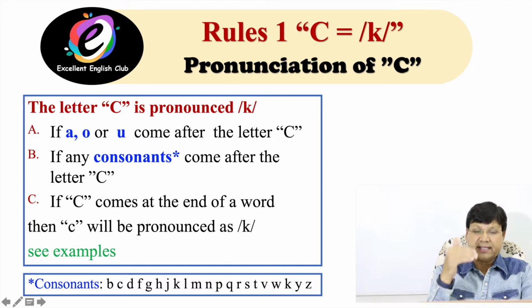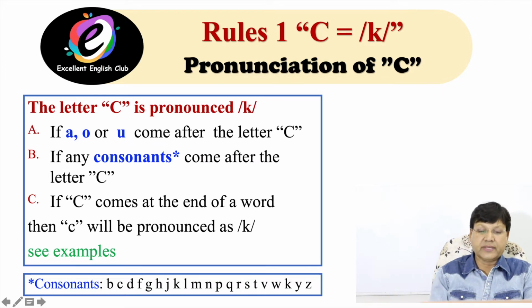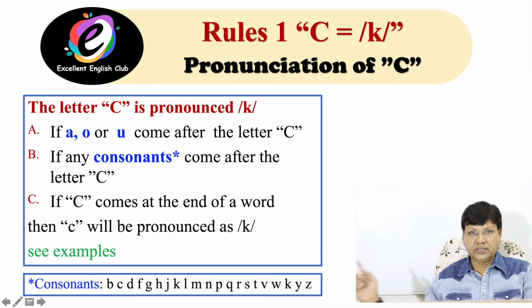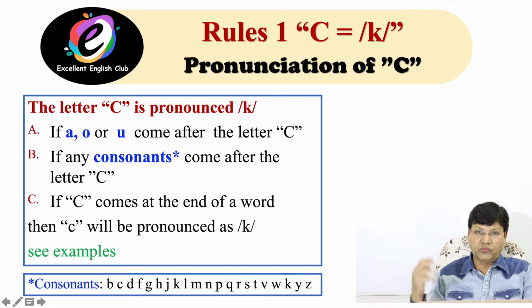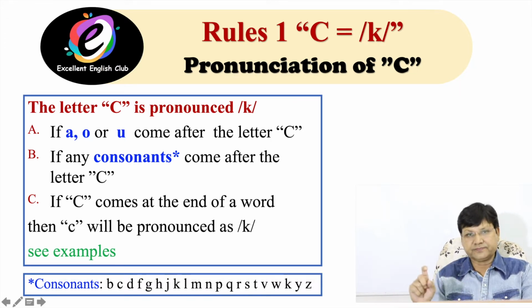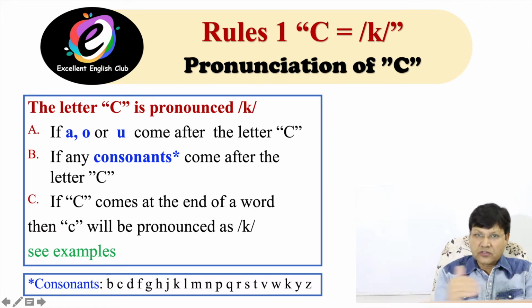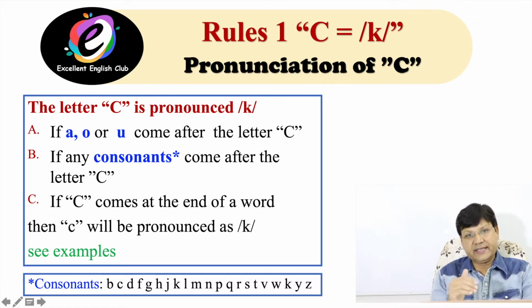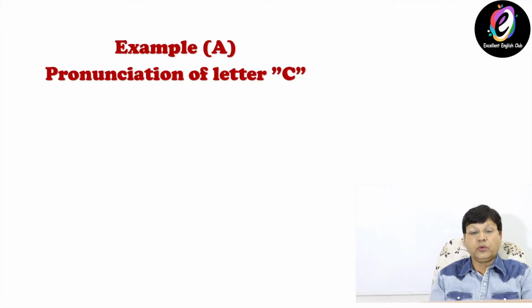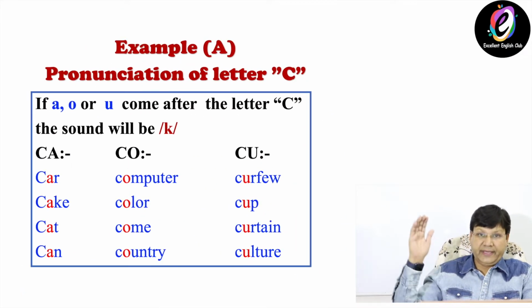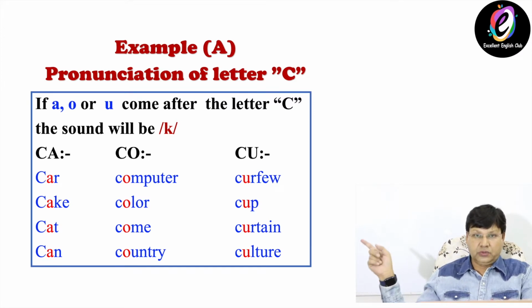Now we will see the examples of each and every point, right? And I told you what is consonants. These are the consonants, B, C, D, like this up to Y and Z. These are consonants. Clear? So if any consonant comes after the C, C will be pronounced ka. Clear? Now move to the examples. First we will see the example of AOU. Examples of AOU. CA, CO and CU.